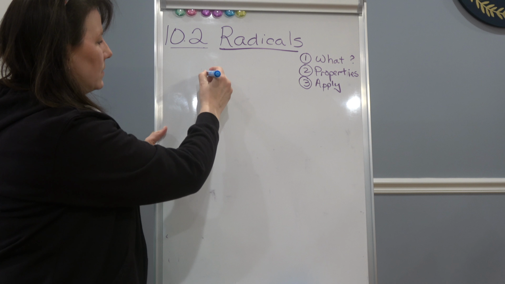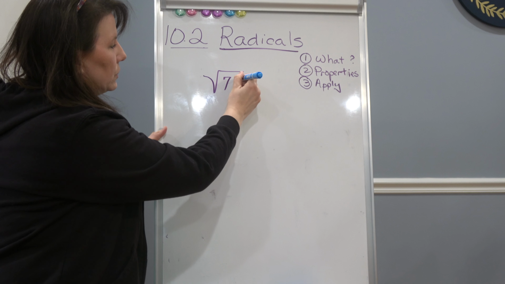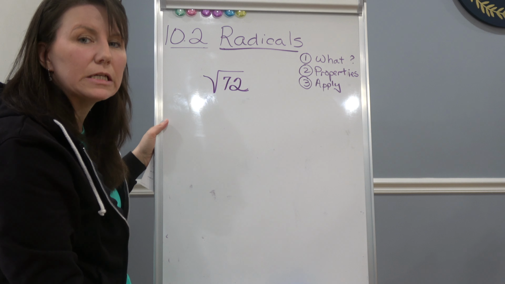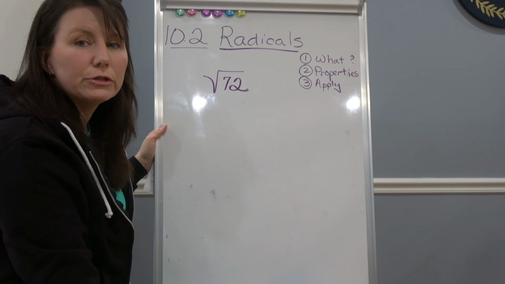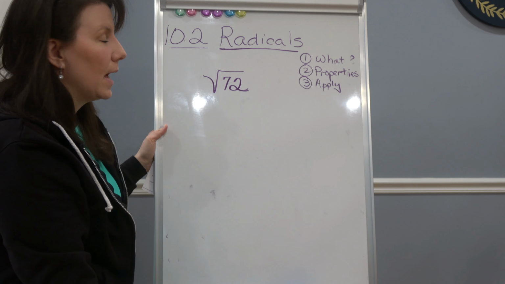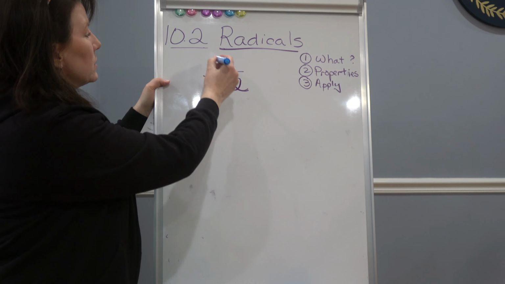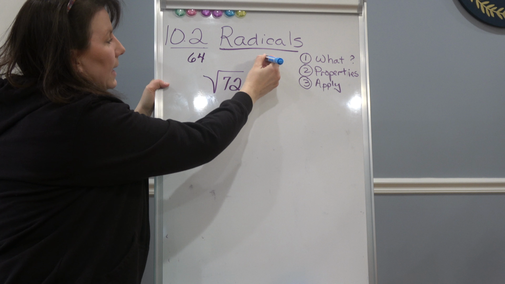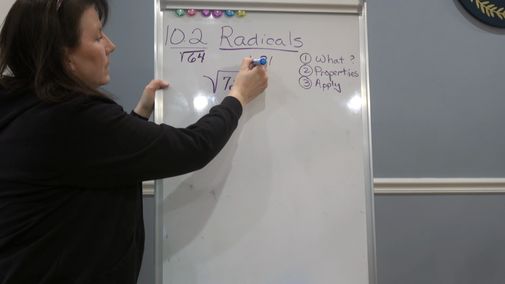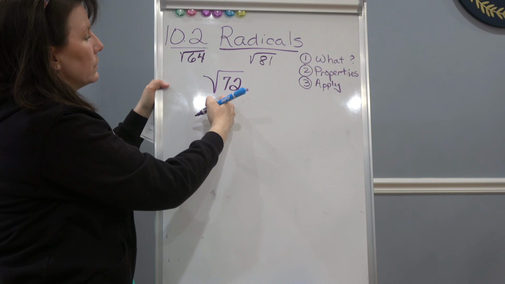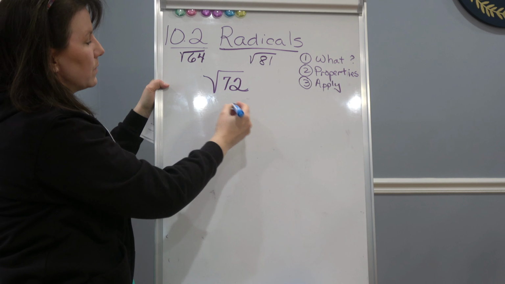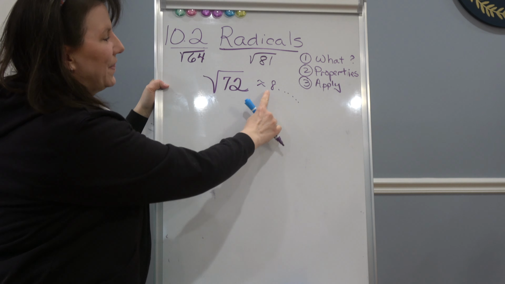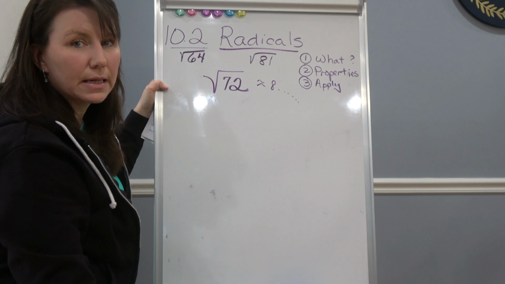So let's say we had the square root of 72. Square root of 72 does not just equal an integer, because I know that 72 is not a perfect square. 72 is between the perfect squares 64 and 81. So the square root of 72 is probably, as a decimal, 8 point something. But I don't want this answer. I don't want you to just do that on a calculator.